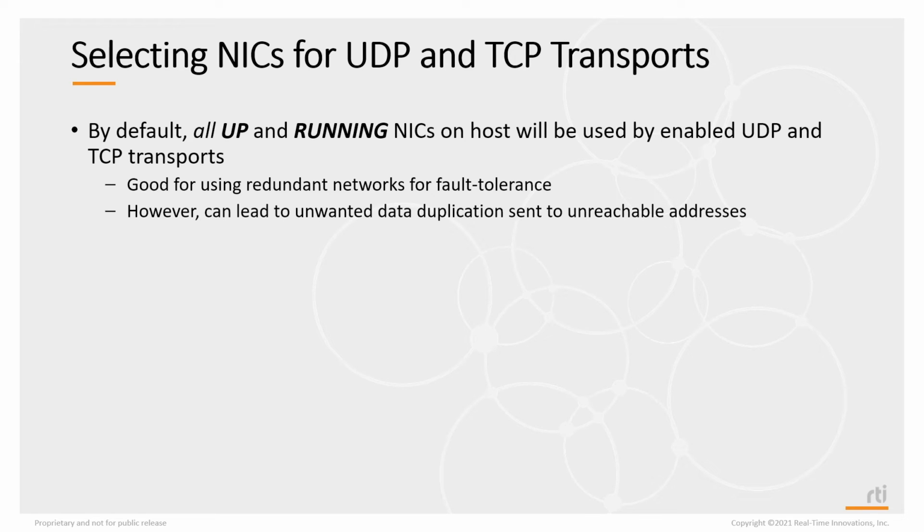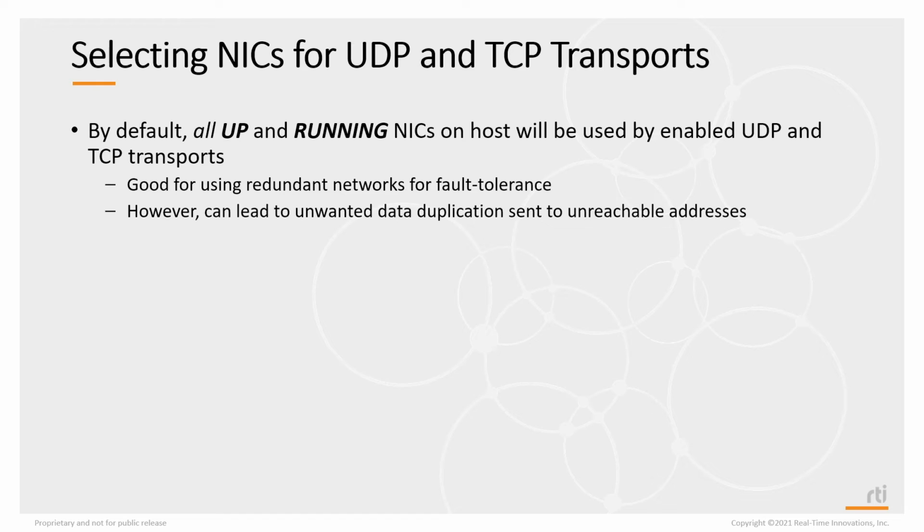So by default, if you don't do any configuration, the UDP transport plugin or the TCP transport plugin will use all the network interfaces that show as up and running. Okay, so the transport plugin will ask the operating system when you start up a participant, hey, what are all the network interfaces that are up and running? And by default, they'll use all of them. Okay, so this may be what you want, because this will allow your application to talk over all the different networks that your computer is connected to. Maybe that's what you need. However, most of the time that isn't what you need.